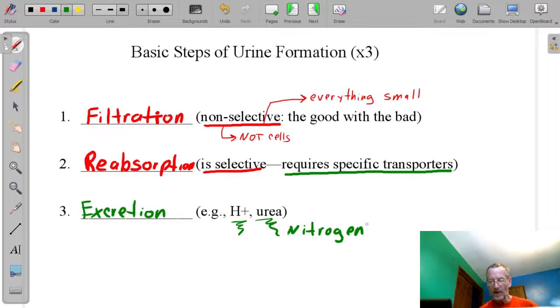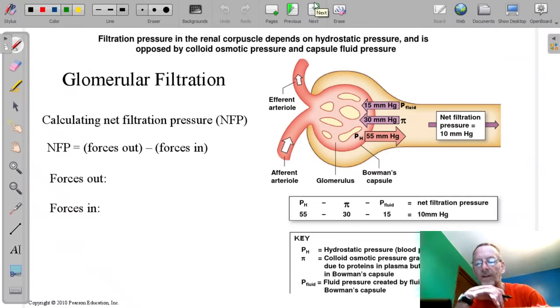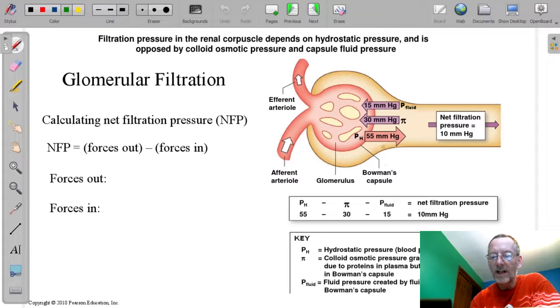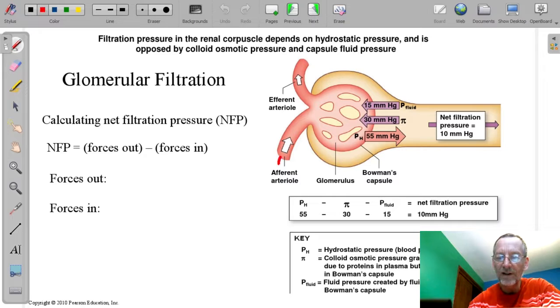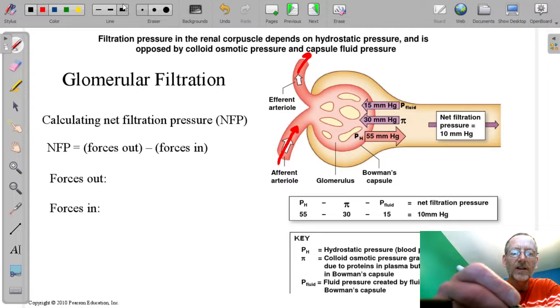So, last slide in this section is looking at glomerular filtration. So we're starting the first step, starting our discussion of filtration. And there's not a lot to it. We've already been through something like this when we were looking at capillary exchange. So the basic idea should be pretty familiar. So the diagram is representing a renal corpuscle, the afferent arteriole and the efferent arteriole. So blood entering, blood leaving, and filtration is occurring here.